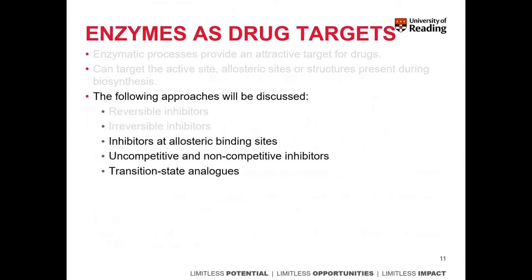In the next section, we'll be looking at how inhibitors can bind at allosteric binding sites to inhibit enzymatic activity. We'll also be looking at uncompetitive and non-competitive inhibitors, as well as transition state analogues.